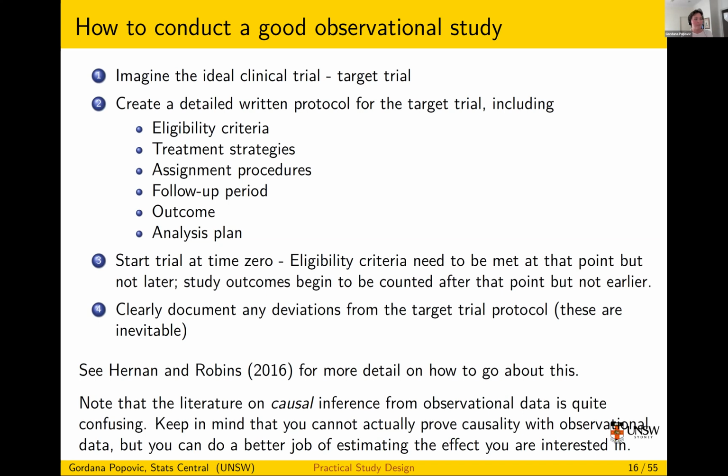For example, if somebody already has lung cancer before they start the trial, they're not eligible, or there are other eligibility criteria. You're going to tell them, in this case there's no treatment, but whatever the treatment strategies might be. So if, instead of smoking, you're looking at the effect of some antidepressant, for example, then you might have a treatment strategy, how you're going to assign people to groups, follow-up period, outcome analysis plan. You do all this as if you're going to run this trial.